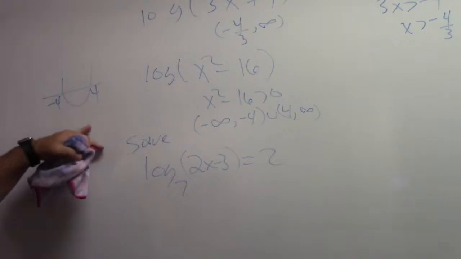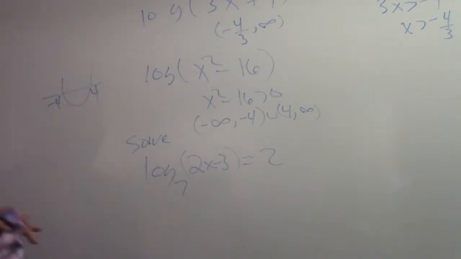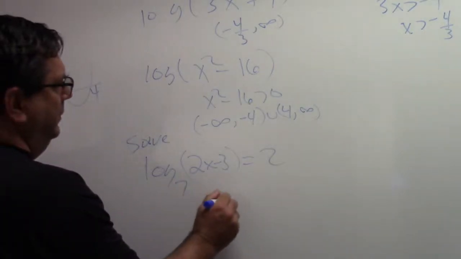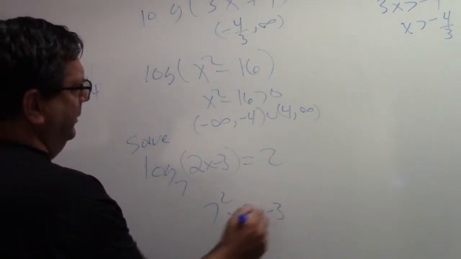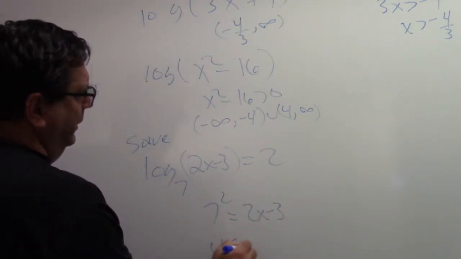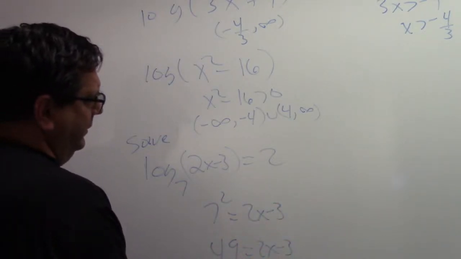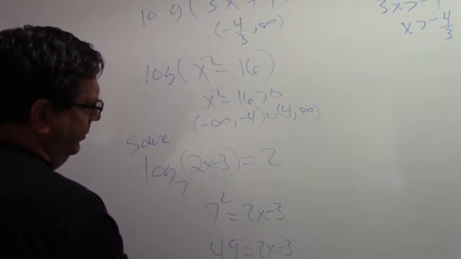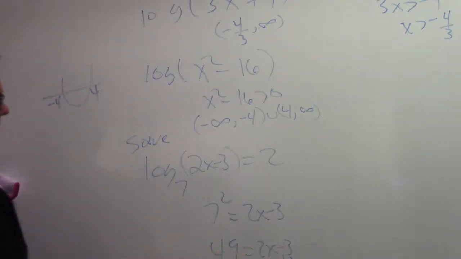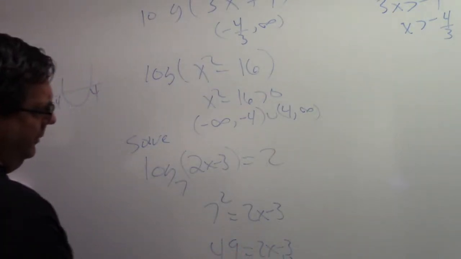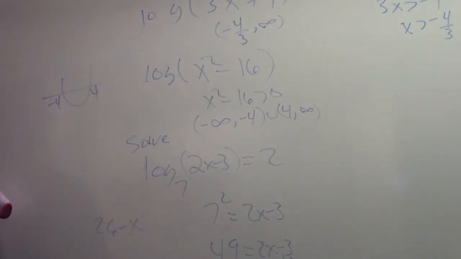All right. You good? Solving this. 7 squared equals 2x minus 3. 49 equals 2x minus 3. 52 is equal to 2x. Divide by 2, divide by 2. 26 is equal to x.